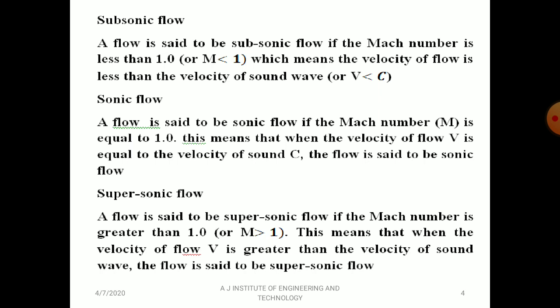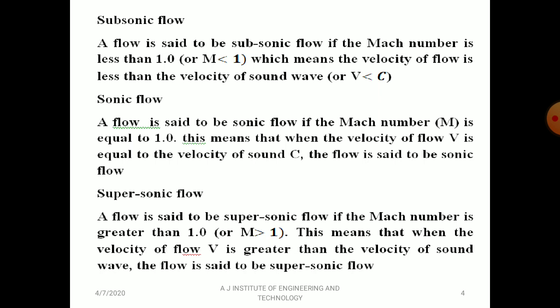Now sonic flow, that is Mach number equal to 1. In order to get Mach number equal to 1, the definition of Mach number is V by C, so V and C should be equal. So I can define sonic flow like this: a flow is said to be sonic flow if the Mach number M is equal to 1.0. This means that when the velocity of flow V is equal to the velocity of the sound wave C, the flow is said to be sonic flow.